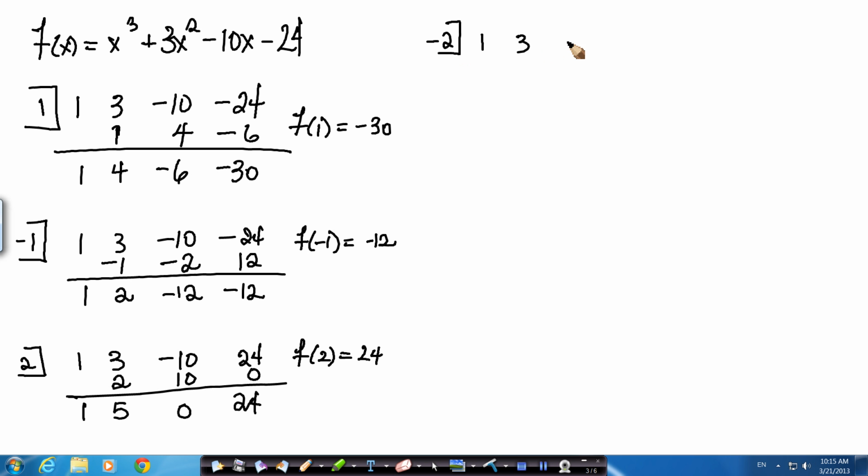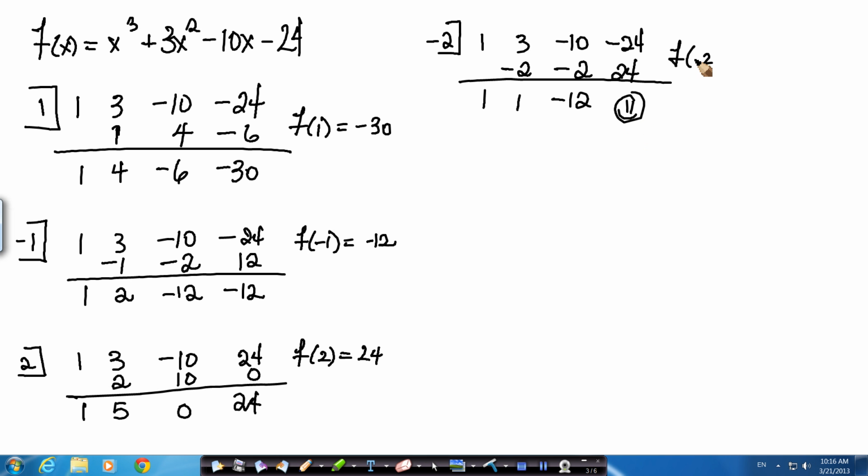1, 3, negative 10, negative 24. Bring our line down. 1. Negative 2 times 1 is negative 2. 3 minus 2 is 1. Negative 2 times 1, negative 2. Oh, this is looking good. Negative 10 plus negative 2 is negative 12. Negative 12 times negative 2 is 24. And there's our happy face. We know that when x is negative 2, our function is 0. So this is one of our first factors.